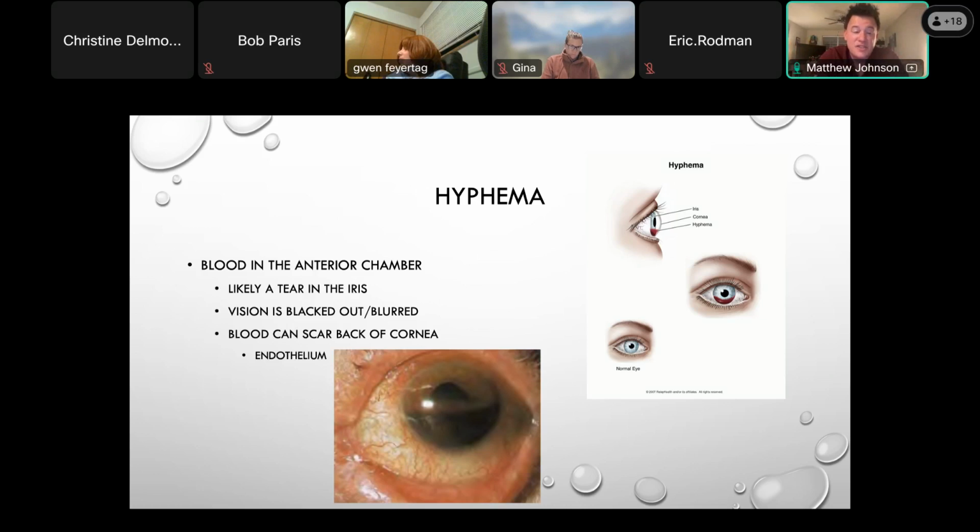Blood can actually scar the back of the cornea. The endothelium is sticky, so it can scar that. This most likely occurs from some type of tear in the iris, because the iris does have a lot of blood vessels to manage both the sphincter and the dilator muscles. So some type of trauma is generally what causes it, like a fall or a car accident, things like that.